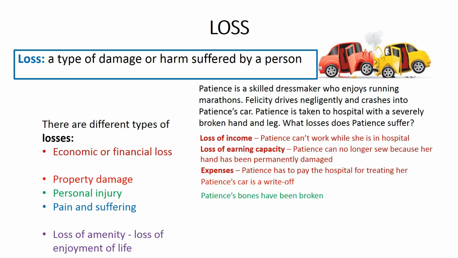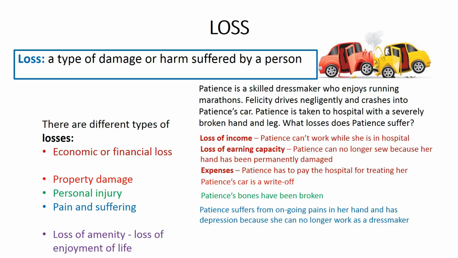The third kind of loss that Patience has suffered is personal injury. Patience's bones have been broken. The fourth type of loss that Patience has suffered is pain and suffering. This refers to the ongoing pain and suffering that Patience has because of the crash. In this case, it may be that Patience suffers from ongoing pains in her hand and that she also suffers from depression because she can no longer work as a dressmaker.